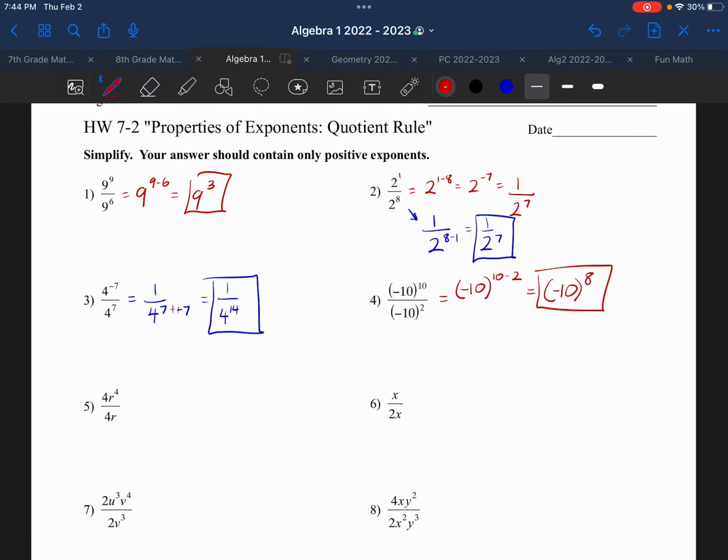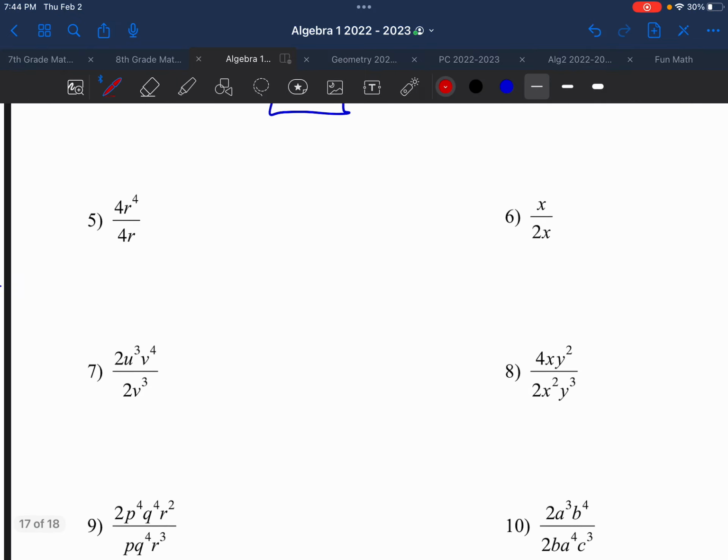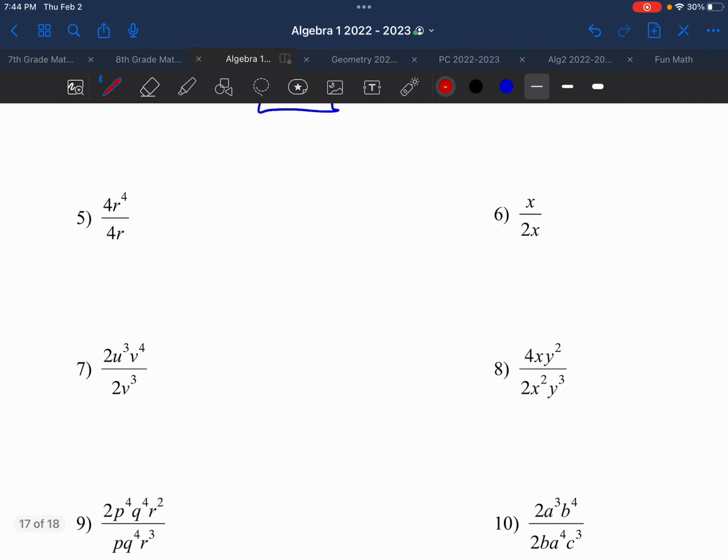All right, let's check number 4. Negative 10 to the power of 8, negative 10 to the power of 8. Let's go on to number 5. Number 5, now we have some variables going on in the mix.